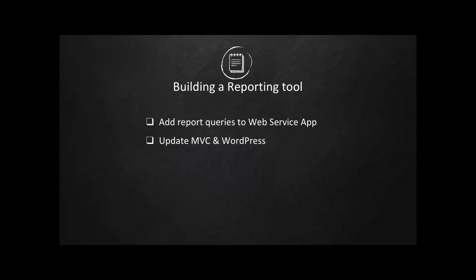So today, we're going to be building a reporting tool, essentially adding reporting features to the applications we already have. So we're going to add report queries to our web service applications. And then if time permits, we're going to update our MVC applications and our WordPress plugin to pull the report information into our applications, and then we can report them to the screen or to the user. Let's jump out now and go look at how to do this.